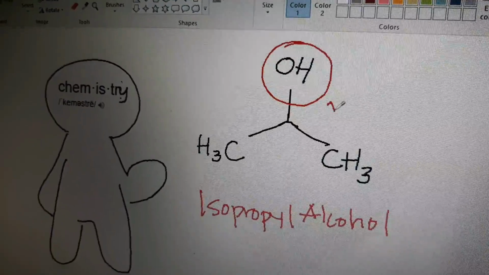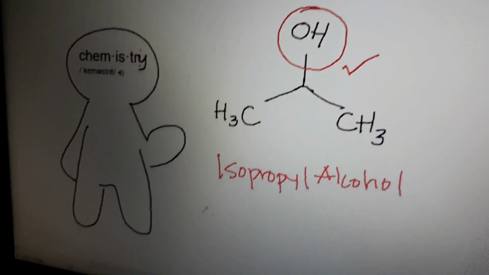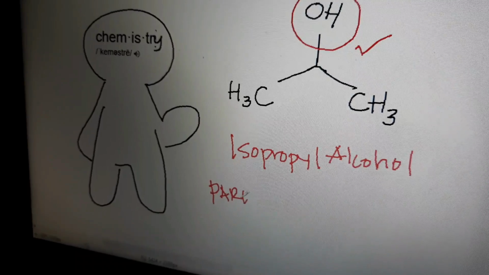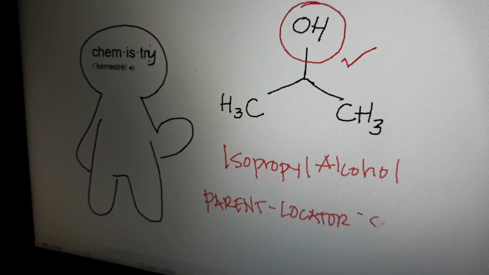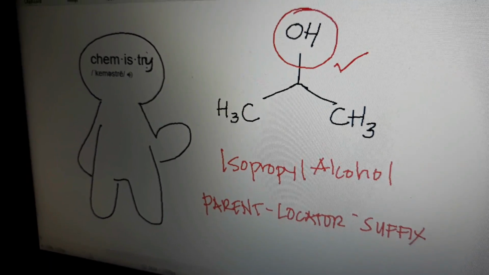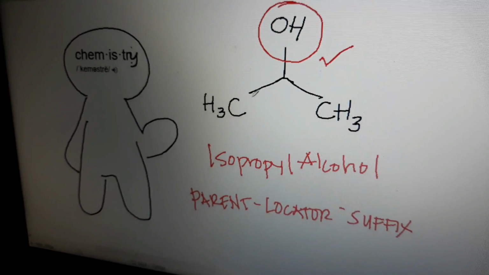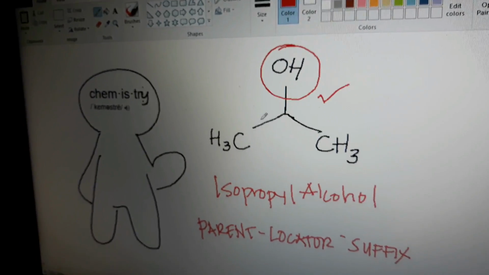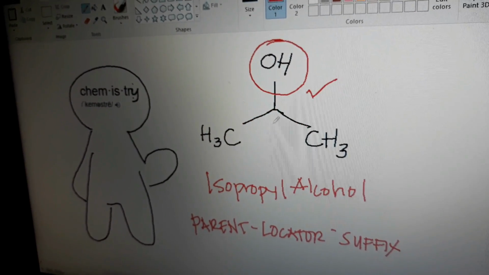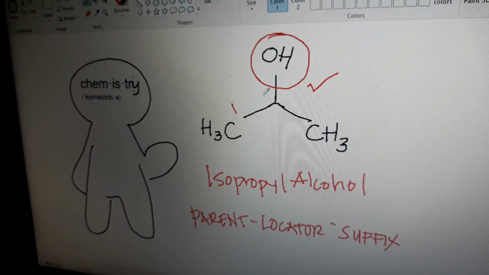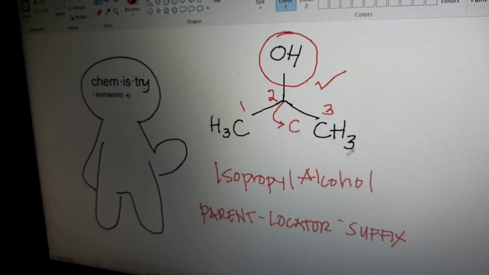After you've determined the functional group, it's time to actually name this thing. The IUPAC system follows the parent, locator, suffix way of naming organic molecules. We'll fill out each part as we go. First, let's go with the parent. Parent means the parent chain or the longest continuous carbon chain which is connected to the functional group. In this case, we have 1, 2, and 3. Keeping in mind that there's a carbon atom right there in the middle.